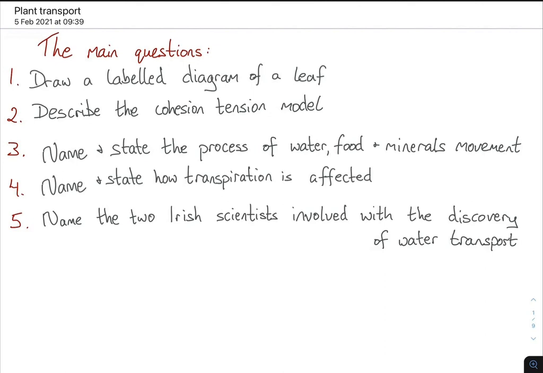The cohesion tension model, that definitely needs to be known, for sure. And just the process of water, food, and minerals. Okay, so water moves by means of osmosis. You've got your food and minerals are diffusion. And then how transpiration is affected, and that's obviously got to do with carbon dioxide, and also how hot and how sunny conditions are.